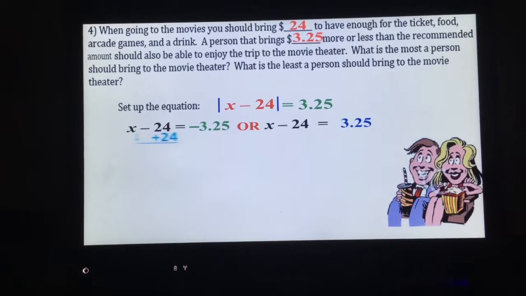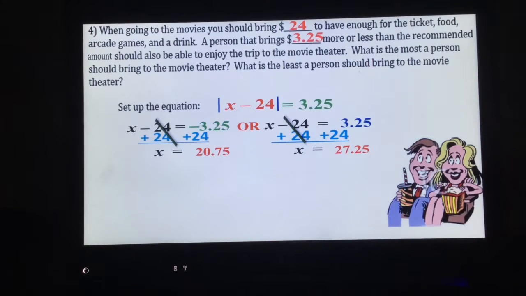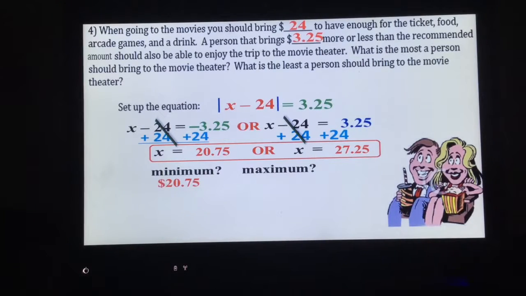Now in both of them, you're going to have to add 24 to both sides. For the first one, you're going to get x equals $20.75. For the second one, you're going to get $27.25. So the actual answer would be, the minimum money to bring would be $20.75. The maximum money to bring would be $27.25. Okay? All right, let's go to the next slide, number 5. If you need to press pause, go ahead.